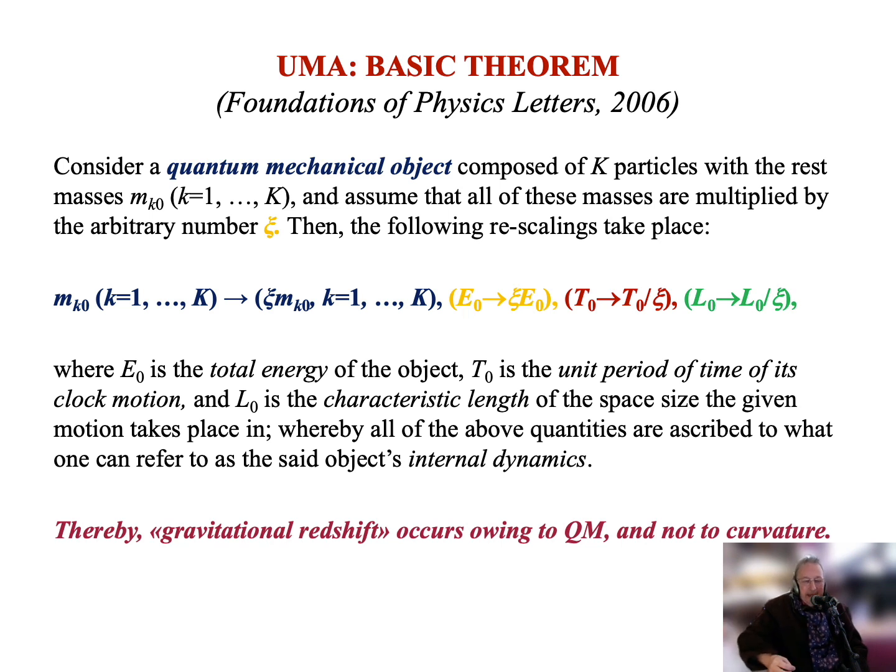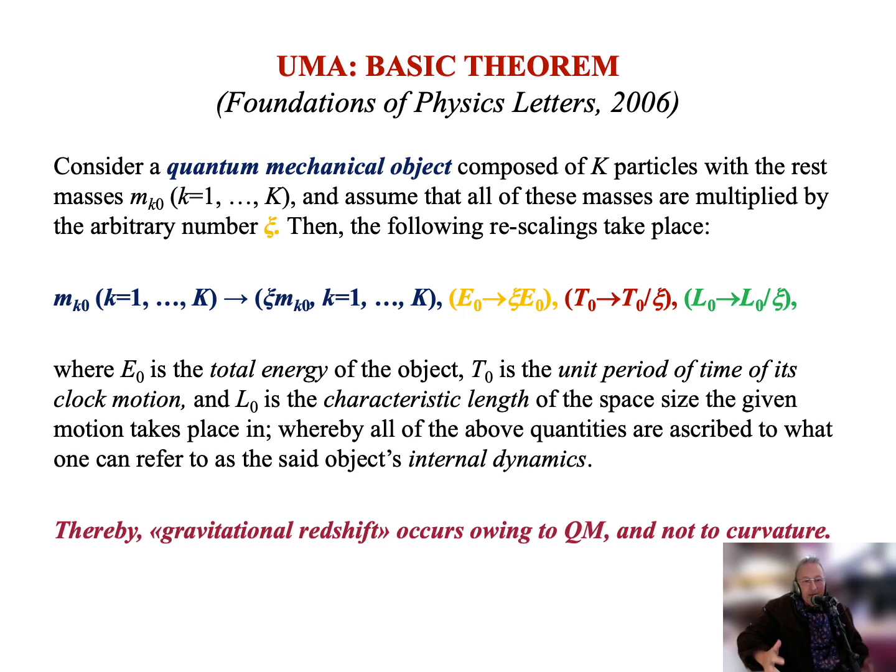So again, E sub 0 is the total energy of the object. Mathematically speaking, this is the eigenvalue of the stationary quantum mechanical object describing the entity of concern. T sub 0 is the unit period of time of its internal clock motion, and L sub 0 is the characteristic length of the space size the given motion takes place in, whereby all of the above quantities are ascribed to what we can refer to as the said object's internal dynamics.